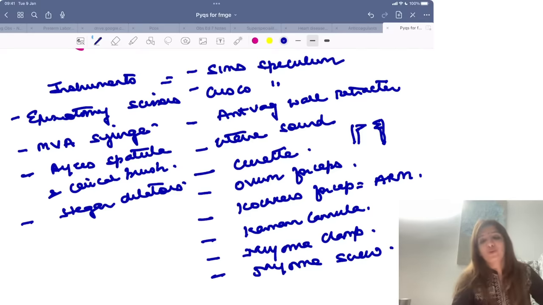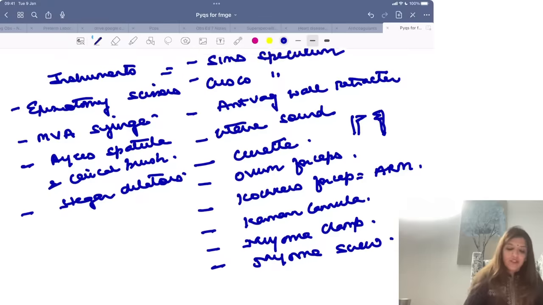Bishop score, what do you want to know? I want all of you to remember the parameters of the biophysical score. You don't have to remember the details of the Bishop score. You just need to know the parameters in Bishop score and parameters in biophysical score. Other than that, you don't need to remember the score in detail. Clear?